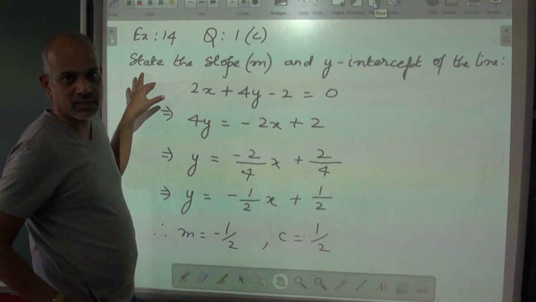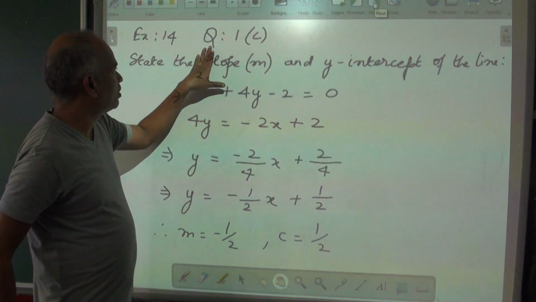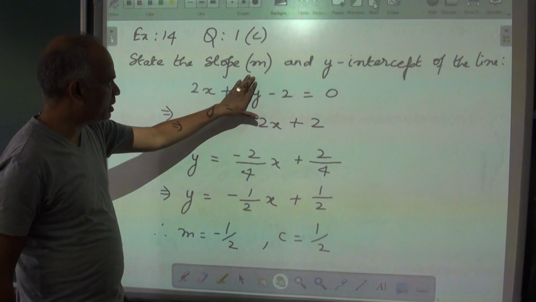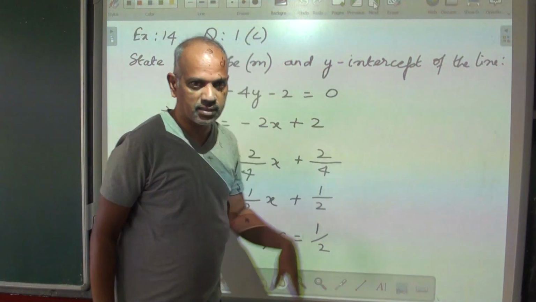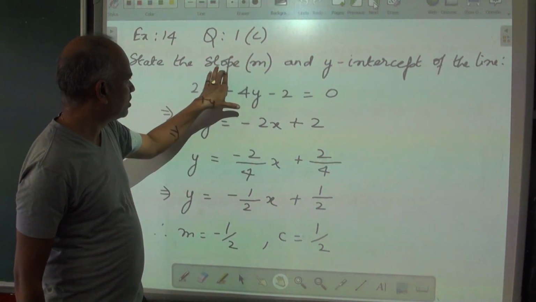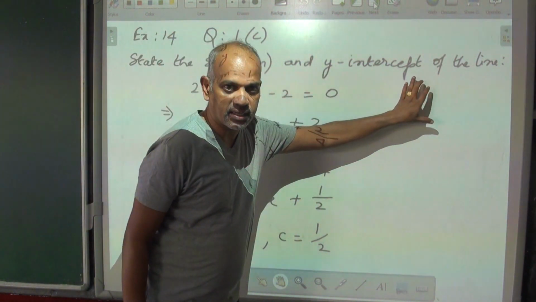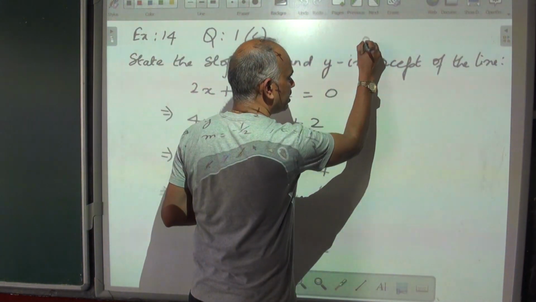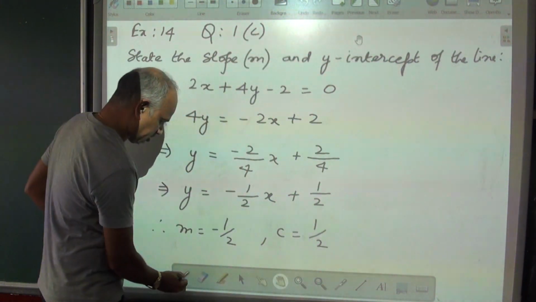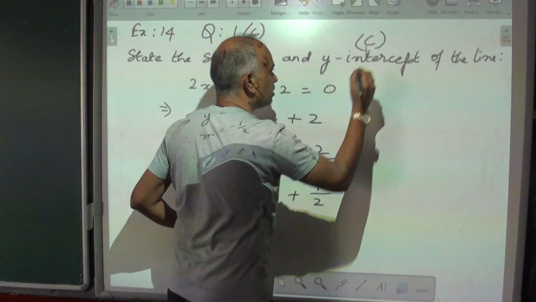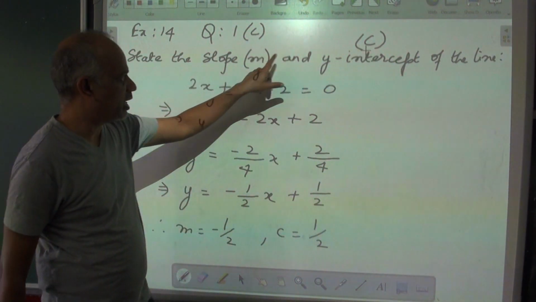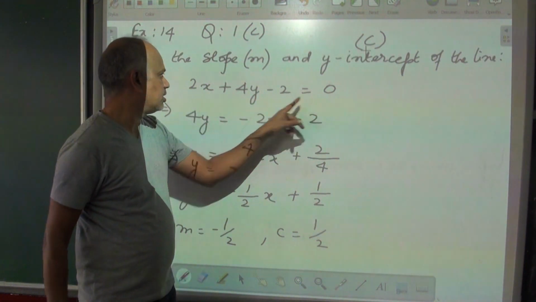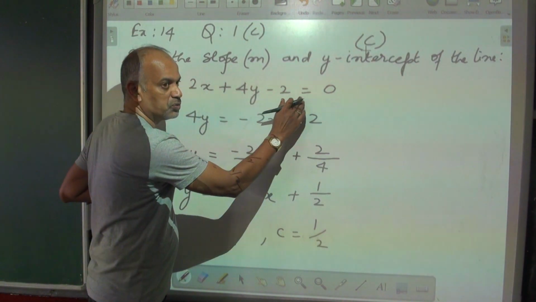Going to solving questions from the exercise. Exercise 14, question number 1, subdivision C. State the slope m and y-intercept of the line. You have to find the slope and y-intercept. Okay. Slope is represented as m, y-intercept is represented as c. So you have to find m and c's value. Of the equation that is given, the equation is this 2x plus 4y minus 2 is equal to 0.